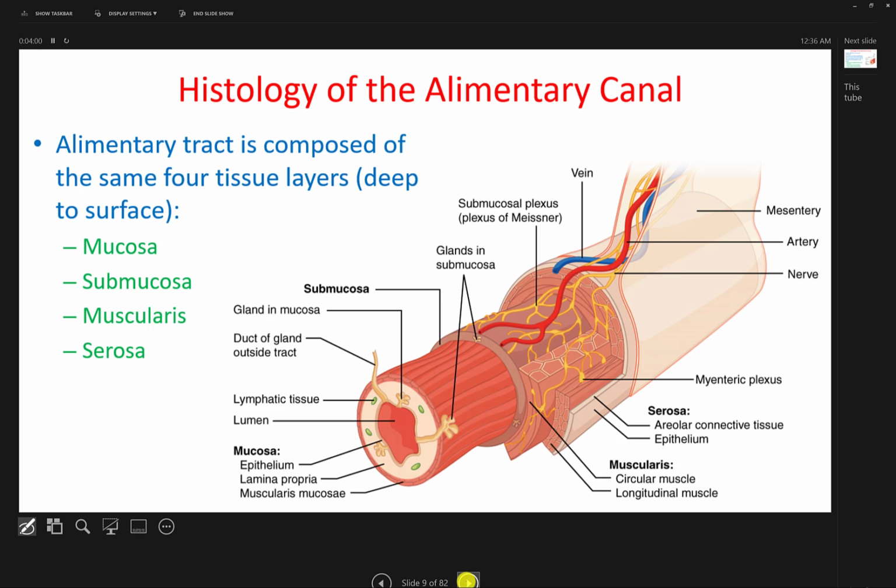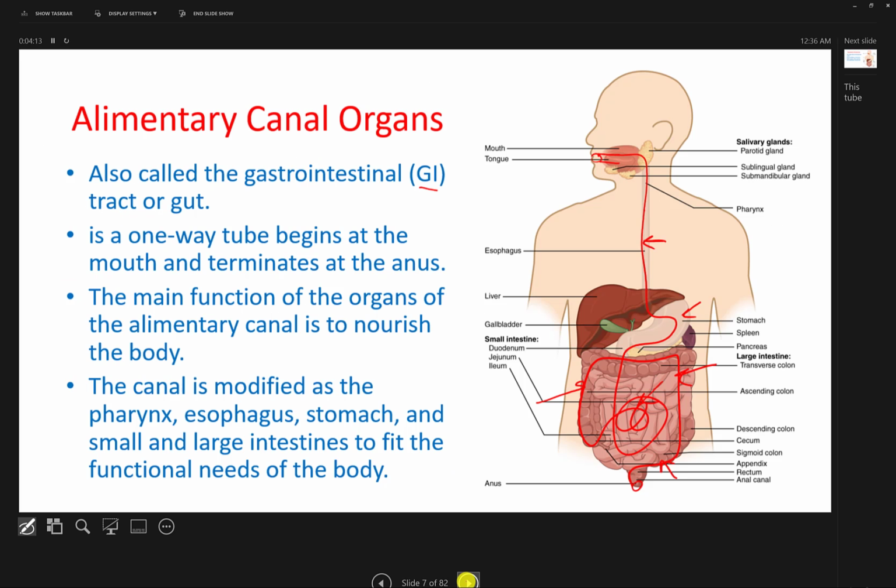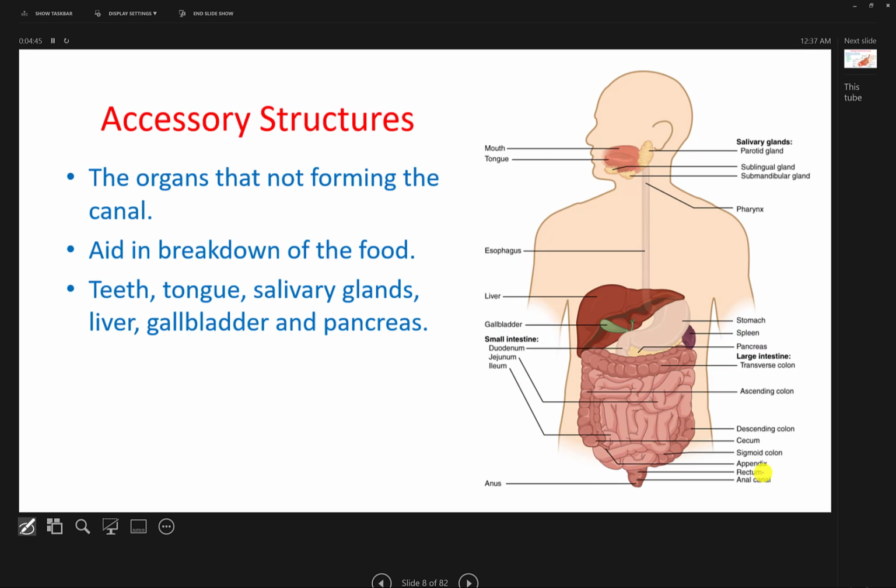For this alimentary canal, there are 4 basic layers that we can find along this canal. The organs of the alimentary canal are the esophagus, the stomach, then the small intestine, and then the large intestine. And of course, there are the different parts of the small and large intestine. We'll see them later. Then we will have the rectum and the anal canal. So these are the major parts of the alimentary canal.